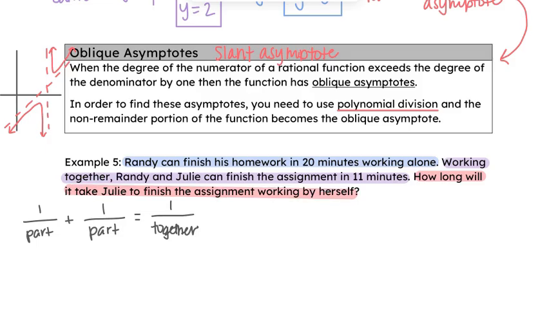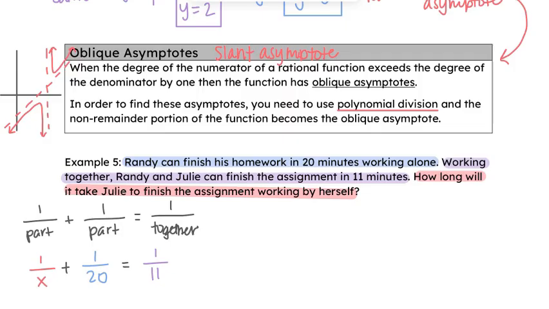So if you're looking at this, we don't know how long it's going to take Julie to finish it, and that is one person, just a part. So I'm going to do 1 over, let's say x for Julie. Then I know how long it takes Randy to do it by himself. It takes him 20 minutes, so 1 over 20. And then it's going to equal, and then working together, it takes them 11 minutes, so 1 over 11.